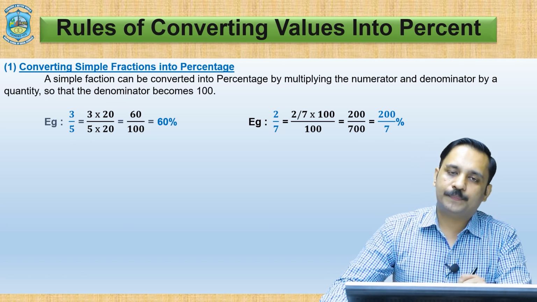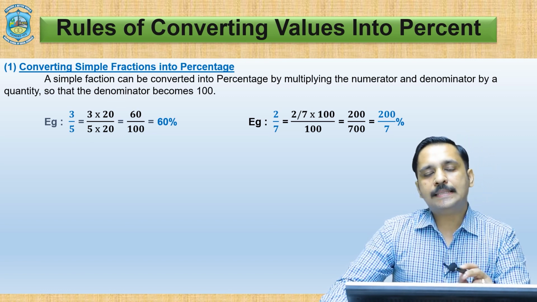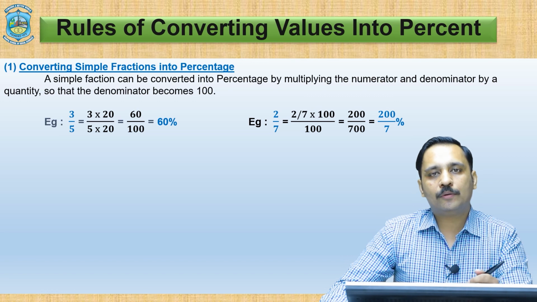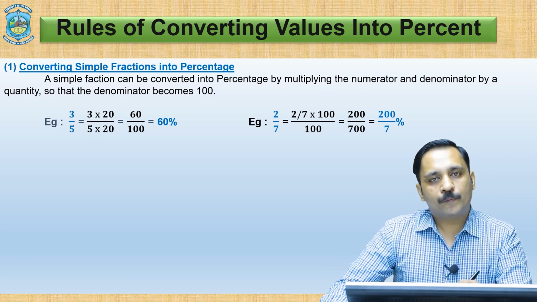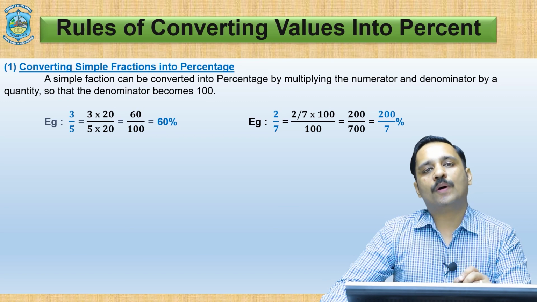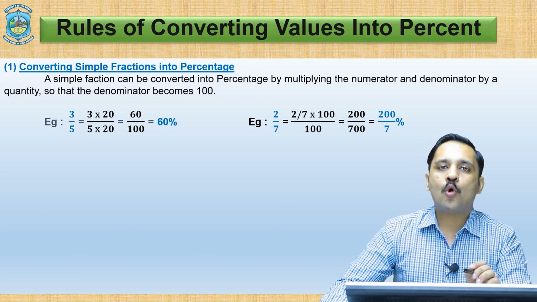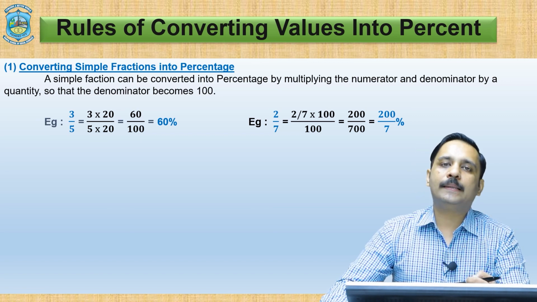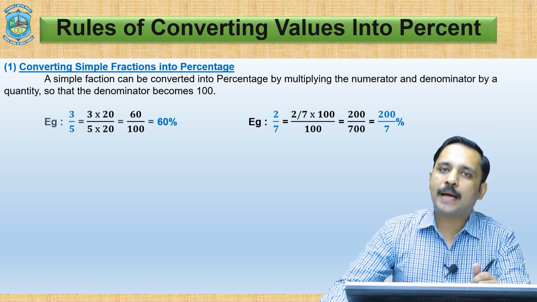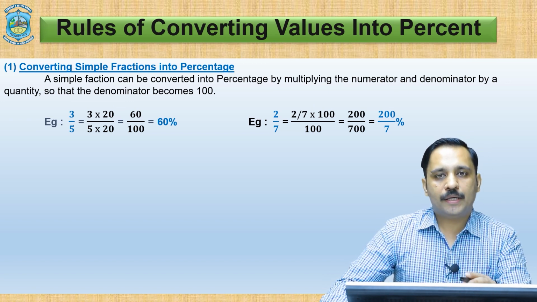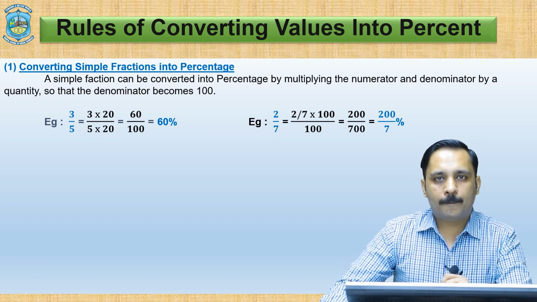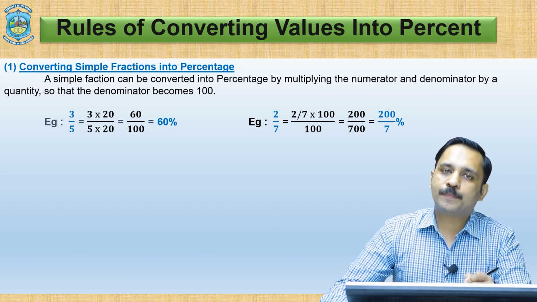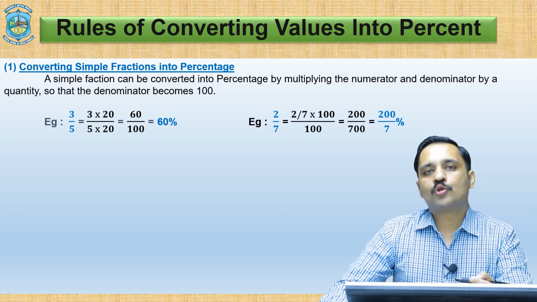Let us take another example. We have 2 upon 7. Here 7 is in the denominator and there is no single integer value that can be multiplied by 7 to make it 100. So in such cases, we consider this as one value. That means it is 2 upon 7 whole upon 1. Now we need to make this 1 as 100. So I have to multiply numerator and denominator both by 100. So we have 2 upon 7 into 100 whole divided by 100, which means we have 200 upon 700. We know that 1 upon 100 is percentage, hence the value reduces to 200 upon 7%.